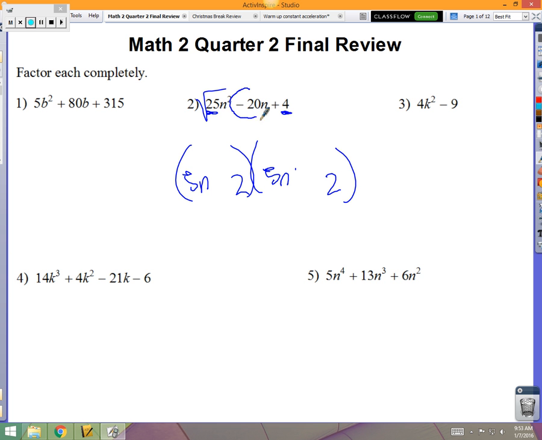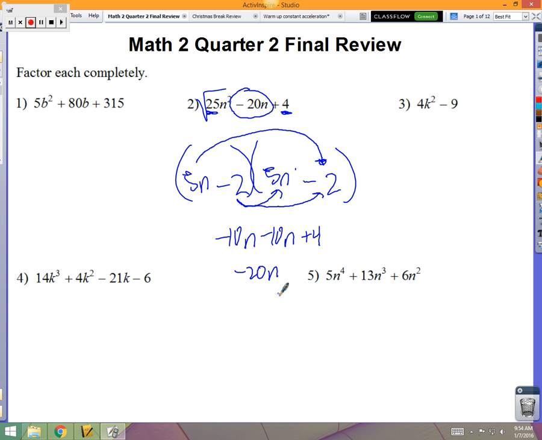And since this is a minus 20, these both need to be minus. Because when you do the 5n times a minus 2, that's a minus 10n, and a minus 2 times 5n is another minus 10n. Then the minus 2 times a minus 2 is the plus 4. So that's how they're getting the minus 20n.